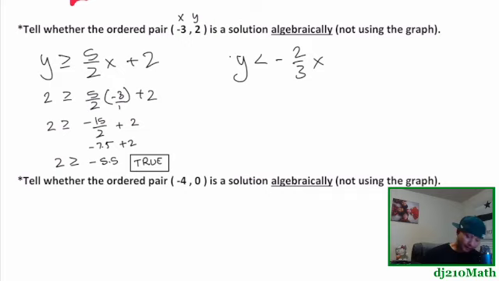All right, on the right-hand side, plugging in again the respective variables. 2 less than -2/3 times negative 3.